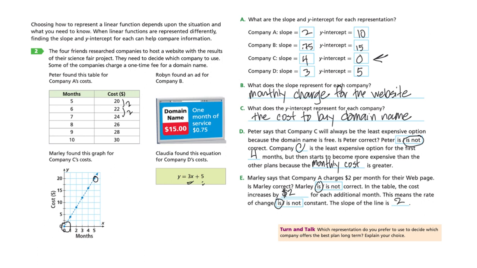So that's the part that we're going to do together. Look at the turn and talk. It's similar to the other one. Which representation do you prefer to use to decide which company offers the best plan long term? And think about and explain your choice.